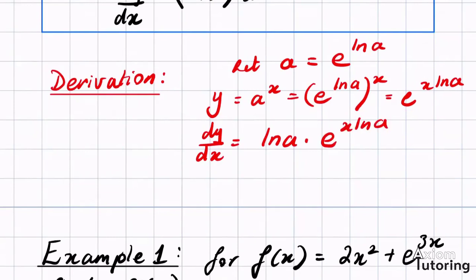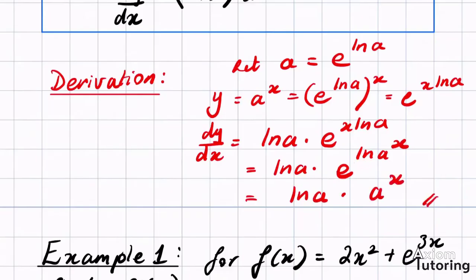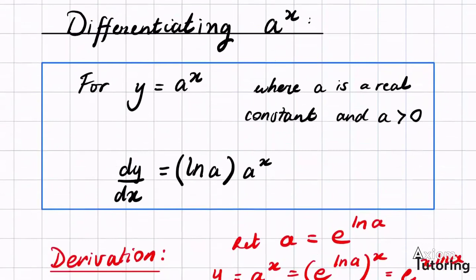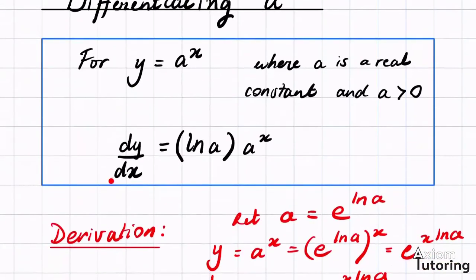Now, if you remember our rules for logs, ln a times e to the x ln a is equivalent to ln of a times e to the ln of a to the power of x, and of course ln is the inverse of e, so then this just becomes ln of a times a to the power of x. So that's a derivation that can help you if you're stuck on how to differentiate y equals a to the x, if you forget that dy over dx is ln a times a to the x.